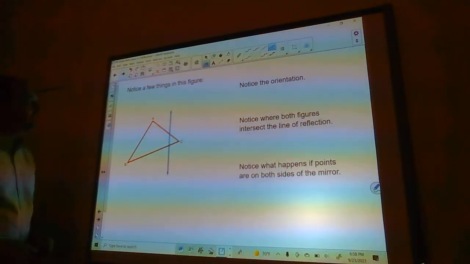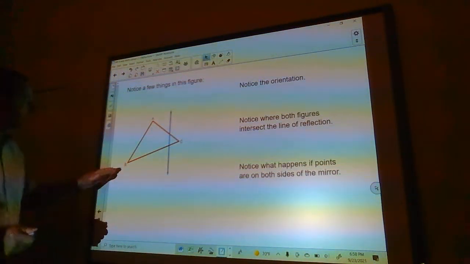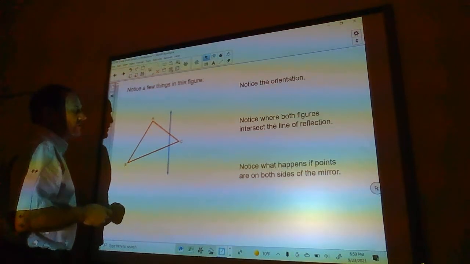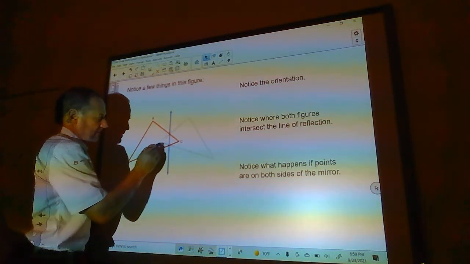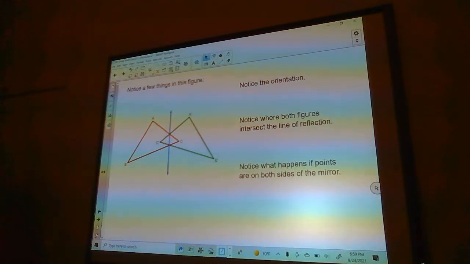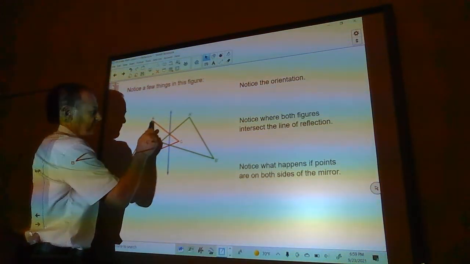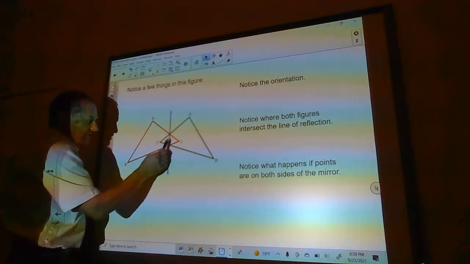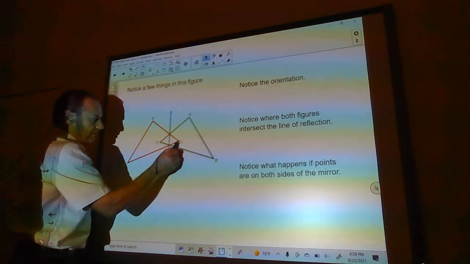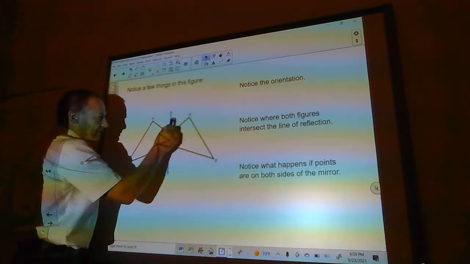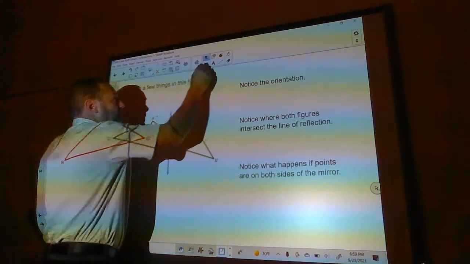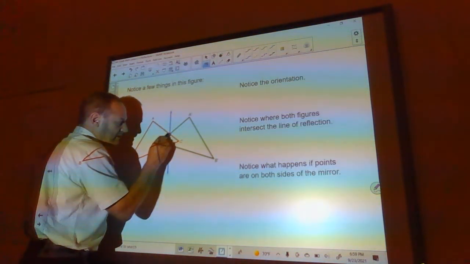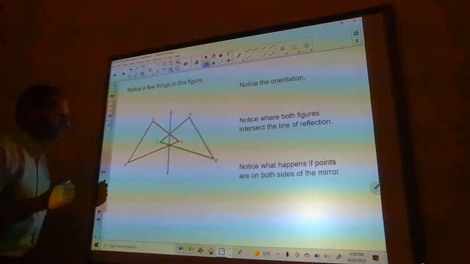Okay, notice a few things in this figure. Here I've got triangle ABC, and it crosses the mirror. Here's my line of reflection. So if I reflect it, I get A prime, B prime, C prime. So notice A and A prime are at the same level, so are C and C prime, but they switch sides of the mirror, right? This is on the right side of the mirror, this is on the left side. This is on the left side of the mirror, that's on the right side. Notice where it touches the mirror, both figures cross right there.